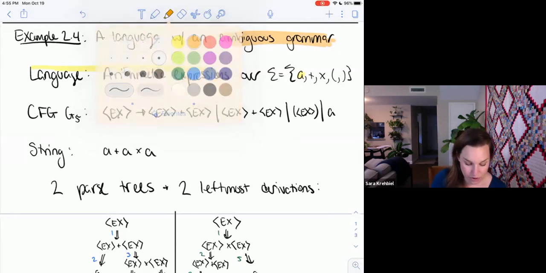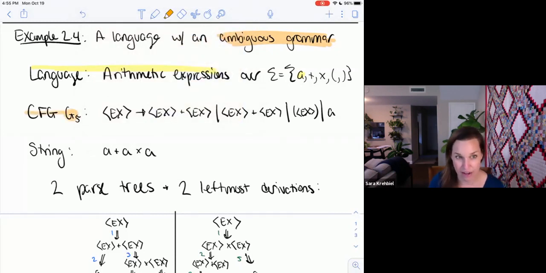So the grammar that we're working with here, G5, has a single variable in that grammar, and that's this variable that stands for expression. And so an expression can be replaced with 2 expressions added together or 2 expressions multiplied together, or if we want to add parentheses, we can put parentheses around an expression. And then ultimately, the base case for all of this recursion is going to be that every expression eventually has to turn into an A.